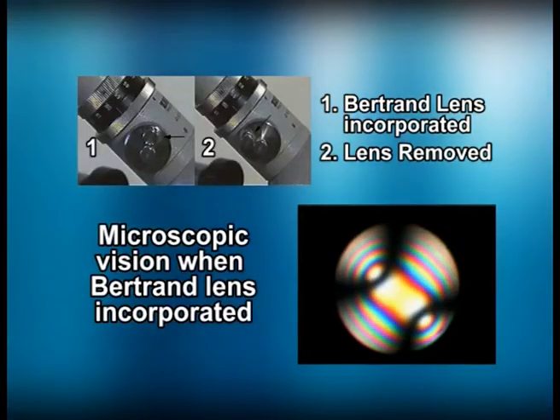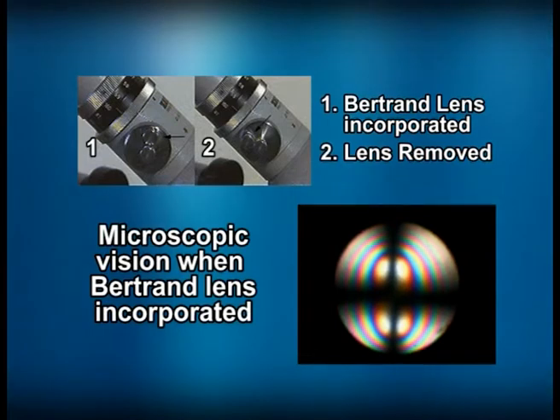The Bertrand lens. It is a simple lens which, simultaneously with the ocular, serves to magnify the interference figure, bringing the image of the figure into focus in the ocular.